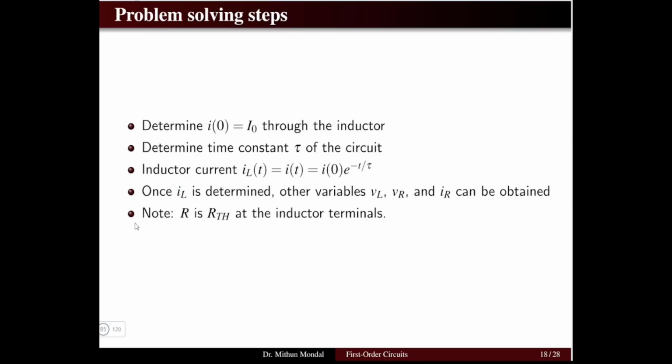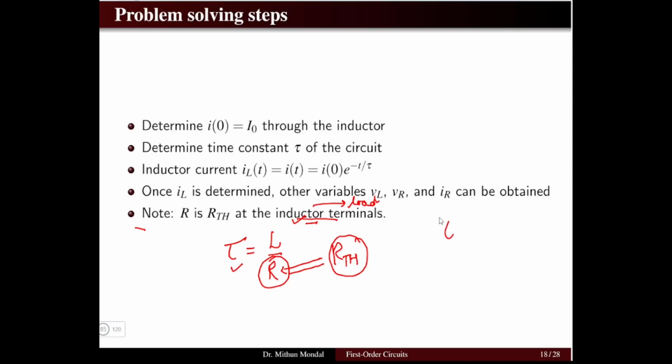Now one thing you have to note is that when we write tau is equal to L by R, here R is not very simple because it is a part of a complex circuit. So R will be equal to R Thevenin at the inductor terminal. It means the inductor acts as a load, or the variable part which you have to remove from the circuit. Once you remove the inductor from the circuit, at that terminal you measure the value of R Thevenin. Then tau will be equal to L by R.